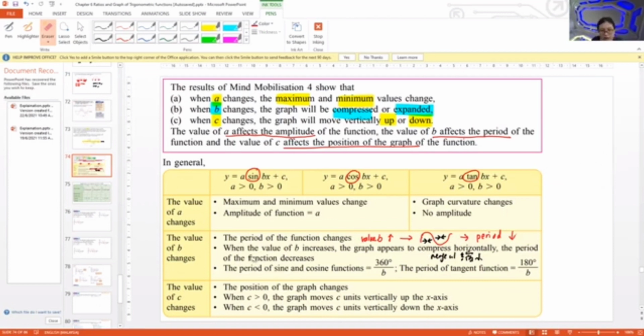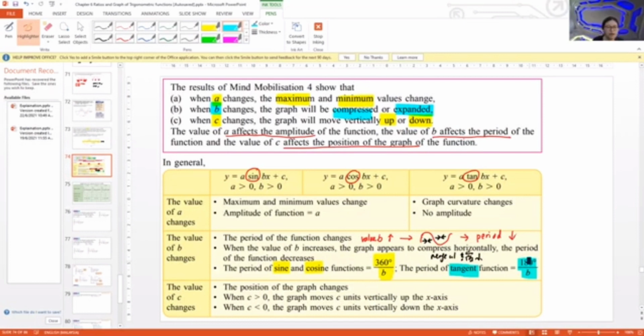Okay, next we can find our period. How to find? We have formula one. The period of sine and cosine is equal to 360 degree divided by b. This is for sine cosine, 360 degree over b. And then another one is the period of tangent function, which is 180 degree divided by b.